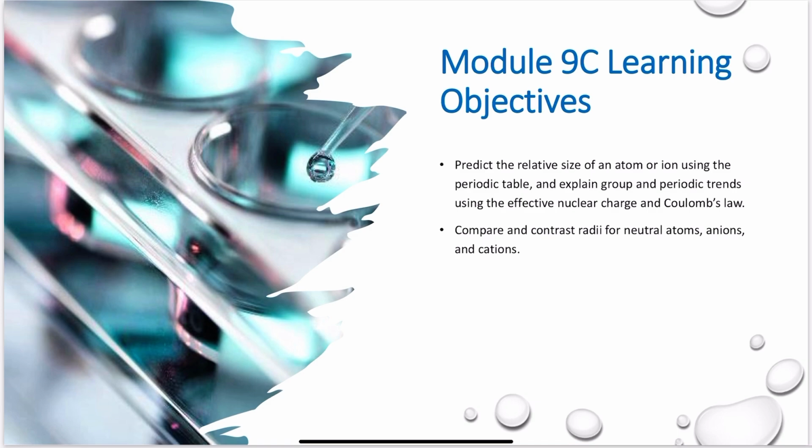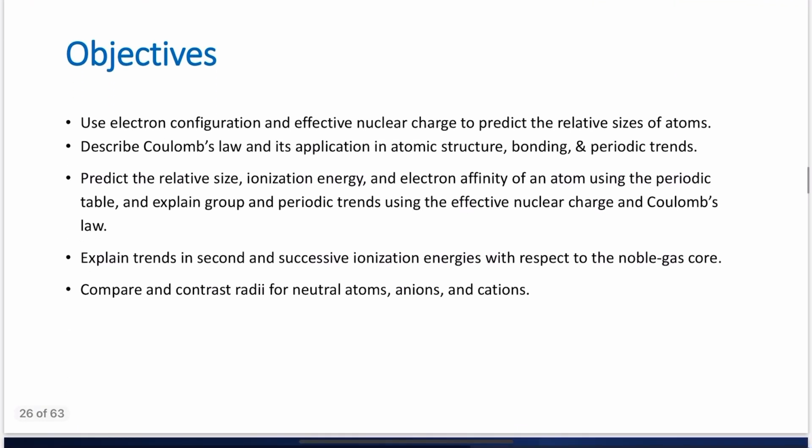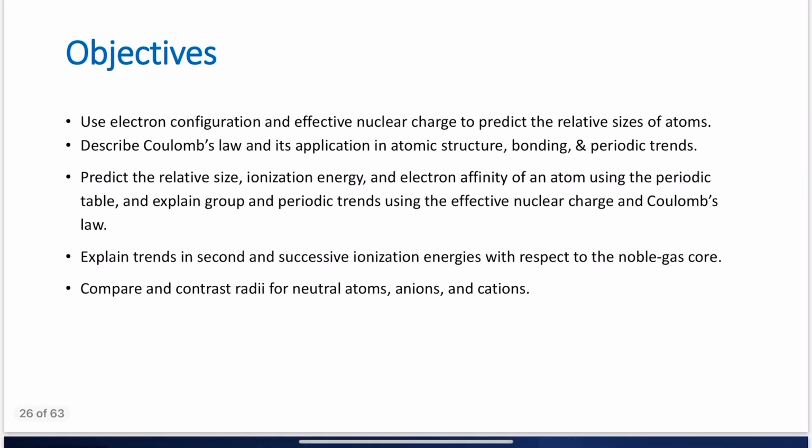You will need to compare and contrast radii, or the radius, for neutral atoms, anions, and cations. There are rules we follow, there are general trends, but if you understand the why, you'll have a better time in this section than you will if you just memorize the trend. So for general objectives here, you'd be able to use electron configuration and effective nuclear charge to predict the relative size of the atoms. If you understand why, it's going to be easier.